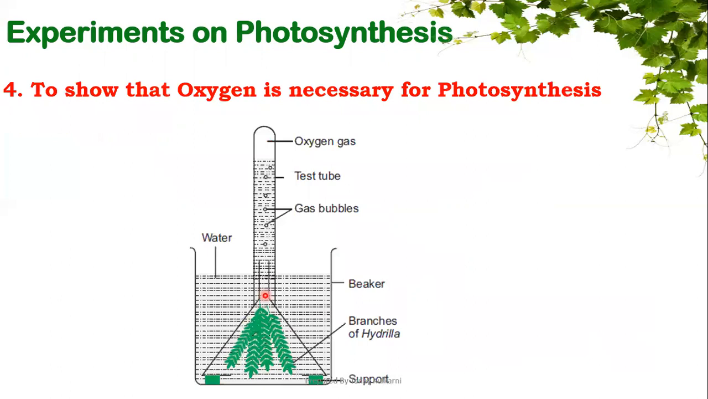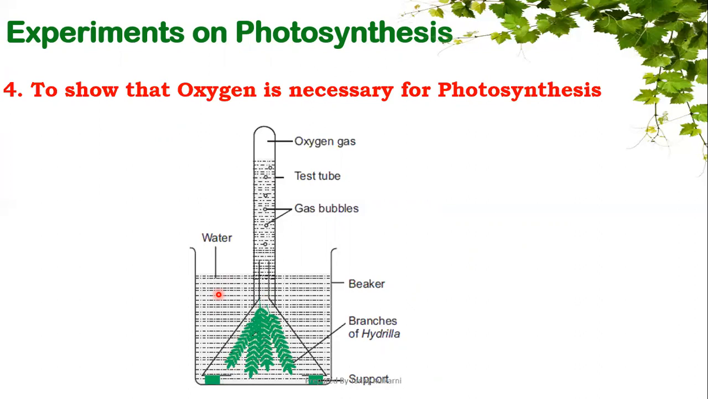Experiment number 4, to show that oxygen is produced during photosynthesis. For that, we will require some aquatic plant, Elodea or Hydrilla, or eelgrass or pondweed can also do. We will place this plant in a beaker containing pond water, or if pond water is not available, we have to add some carbon dioxide source, that is, calcium carbonate powder will suffice.